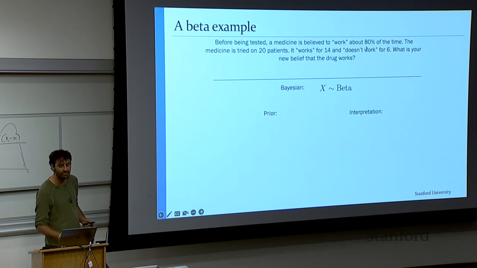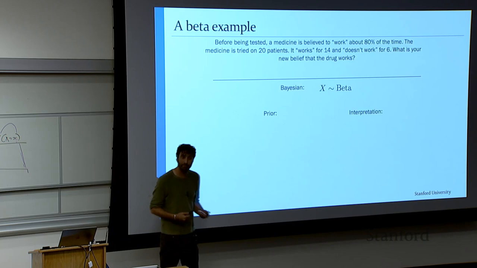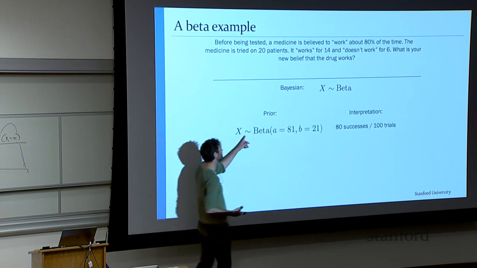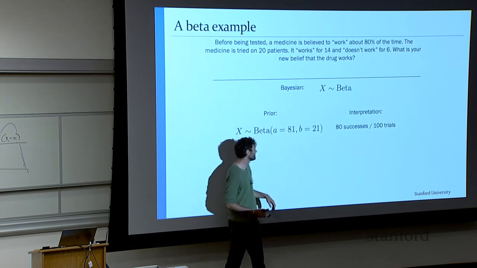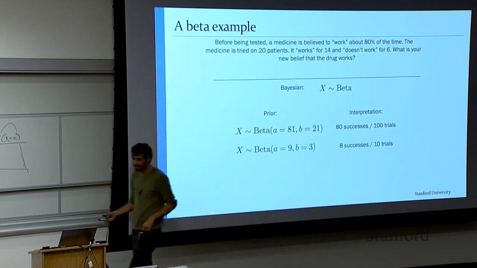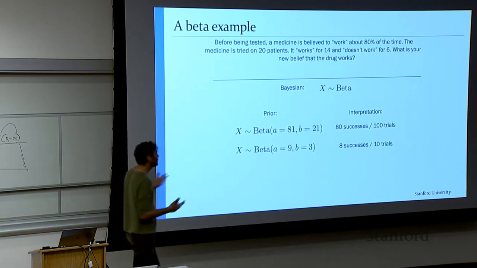The prior is just saying 80%. And can I give you 3 different priors that match that claim? Here's one prior that matches 80%: I imagine 100 trials, 80 of which were successful. Here's a different prior: I imagine 10 trials of which 8 are successful.